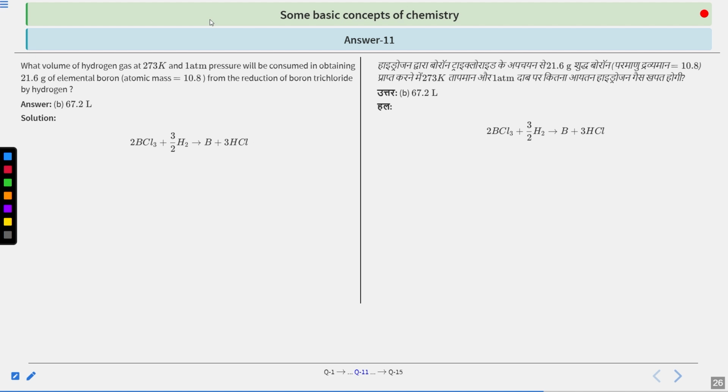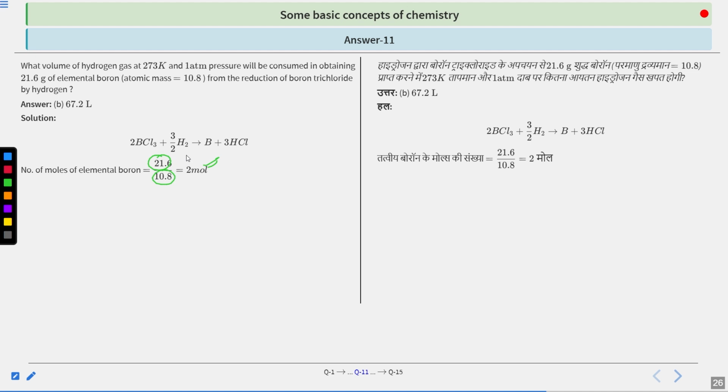Now we have to get 21.6 gram of elemental boron. So number of moles of elemental boron will be how much? 21.6 by 10.8, given mass by molar mass. Very simple. So 2 mole of boron atom is to be required.